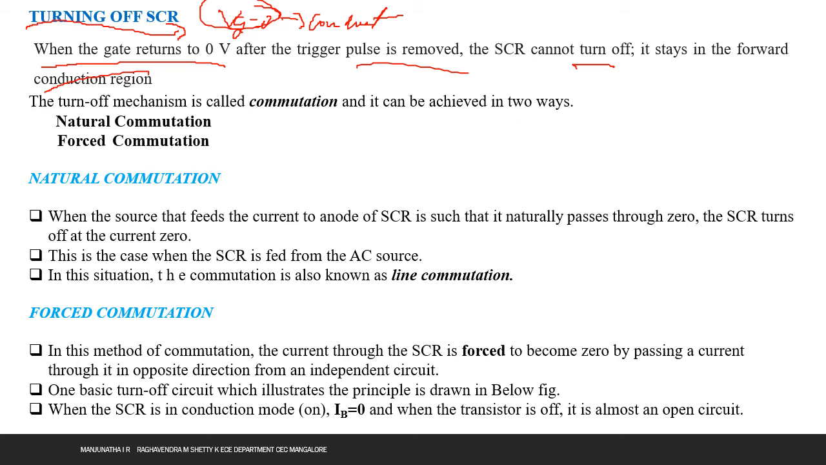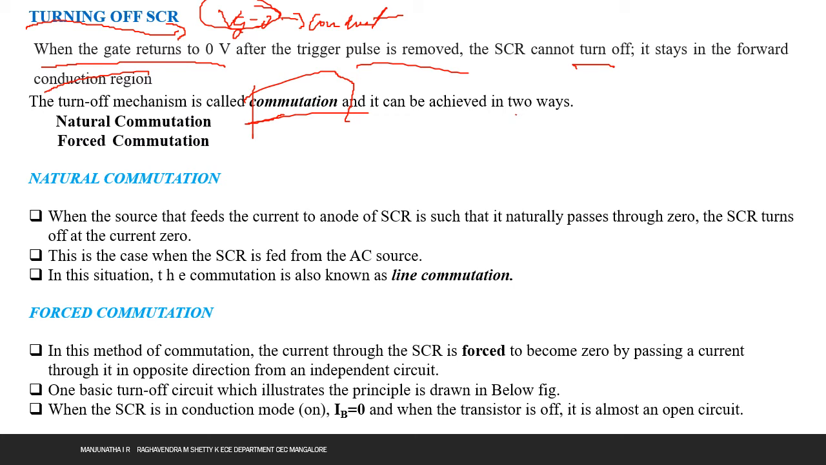The turn off mechanism is called commutation. The process of turn off condition is what we define as commutation. It is a very important topic for the discussion, and we have to remember it always. Commutation is nothing but the process of turning off the SCR.